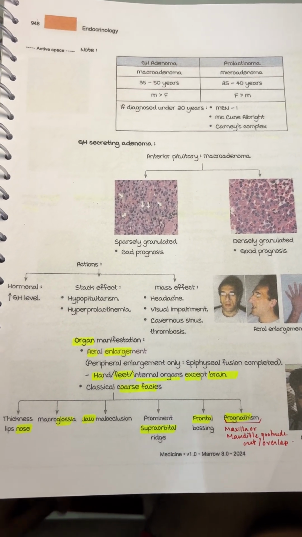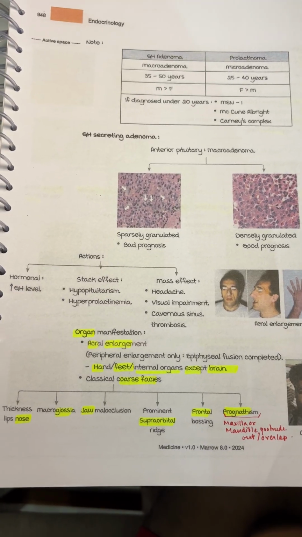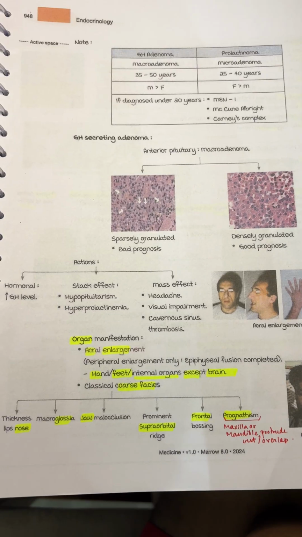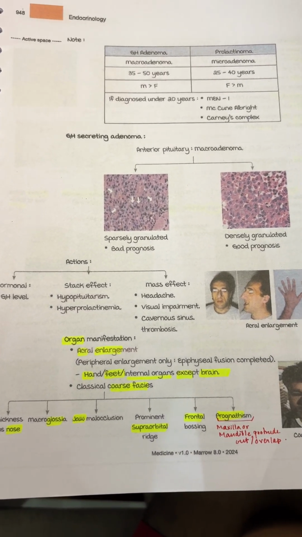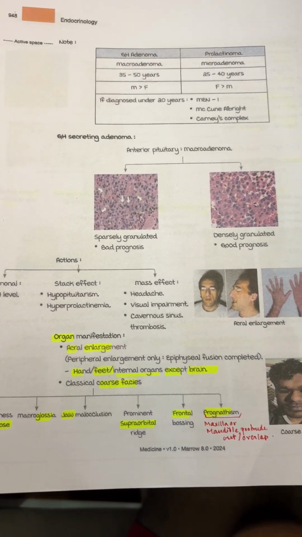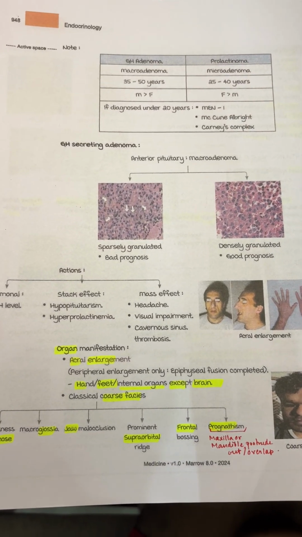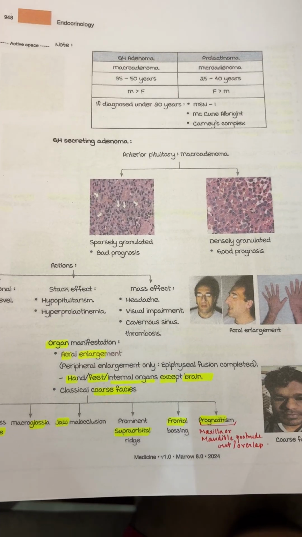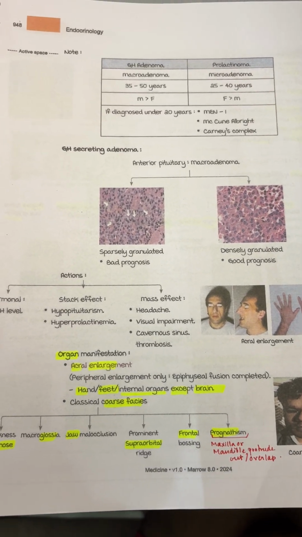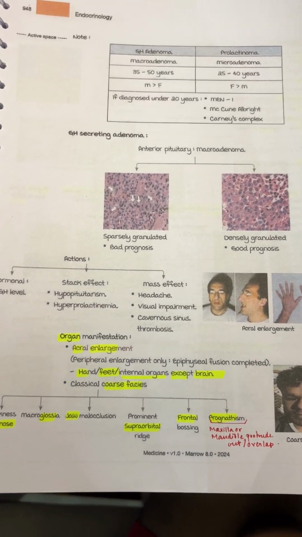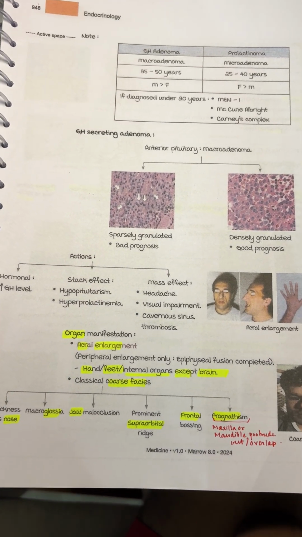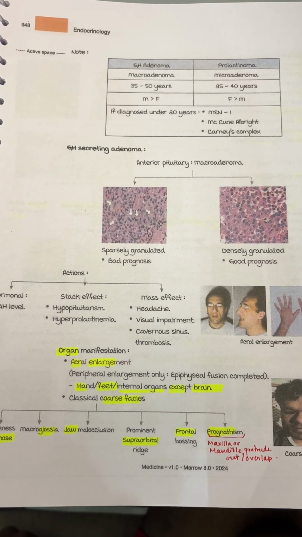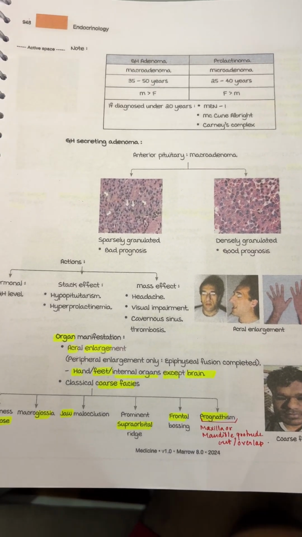Moving forward, we also have what we call coarse facies. In coarse facies, the features we can see are frontal bossing from top to down, a prominent supraorbital ridge, thick lips and nose, and jaw malocclusion. Then we have prognathism, where the mandible is larger and overlaps the maxilla. And then we have macroglossia as well.